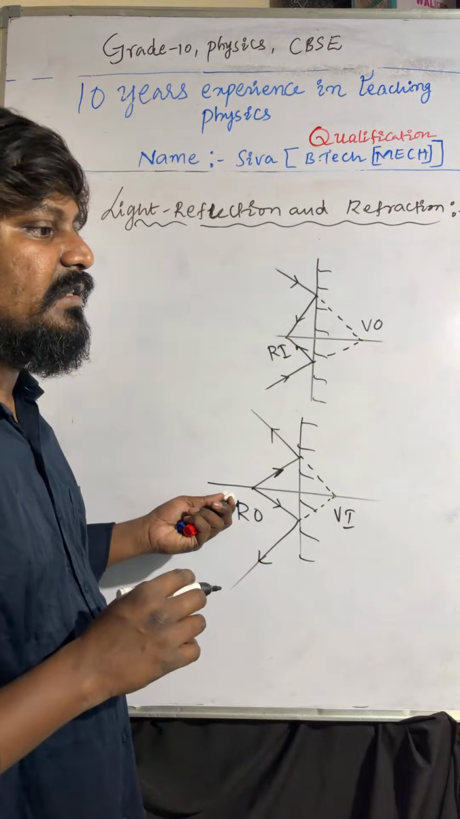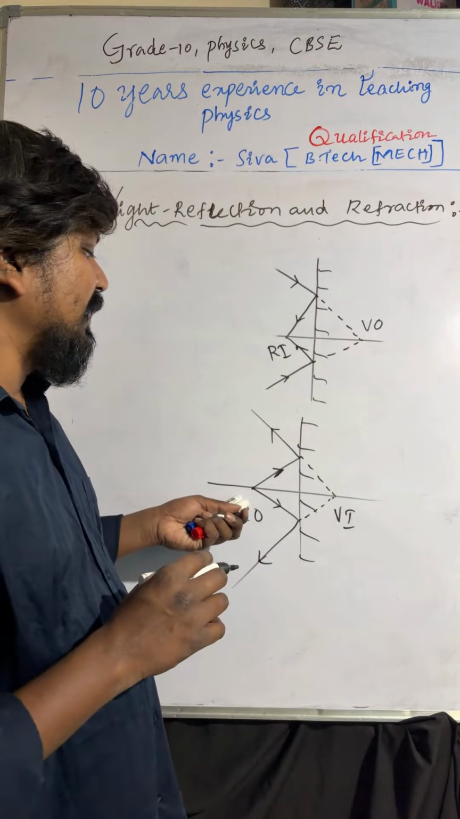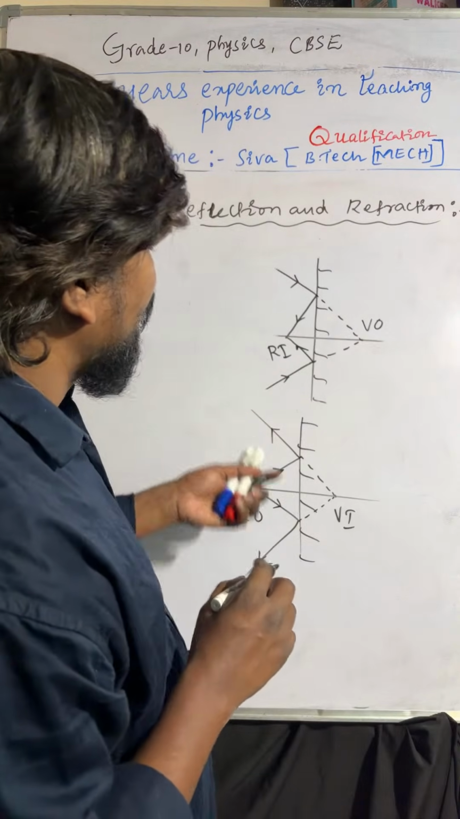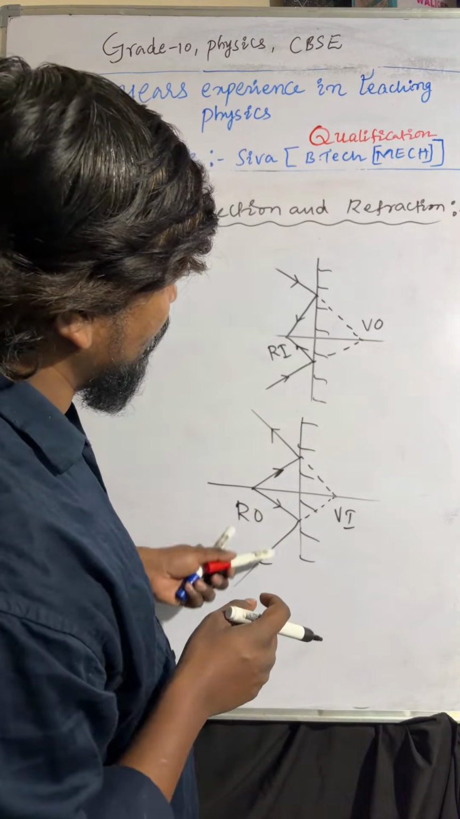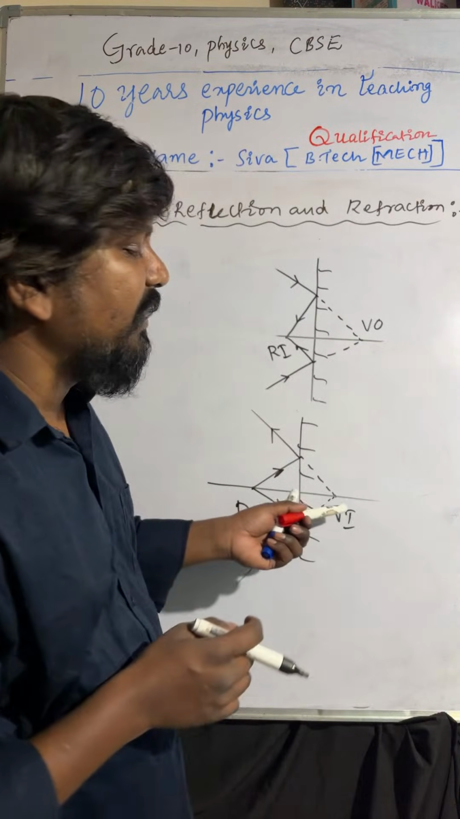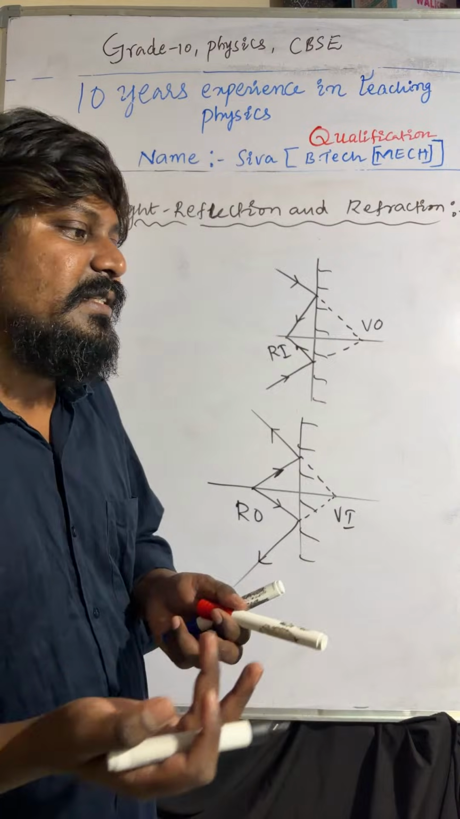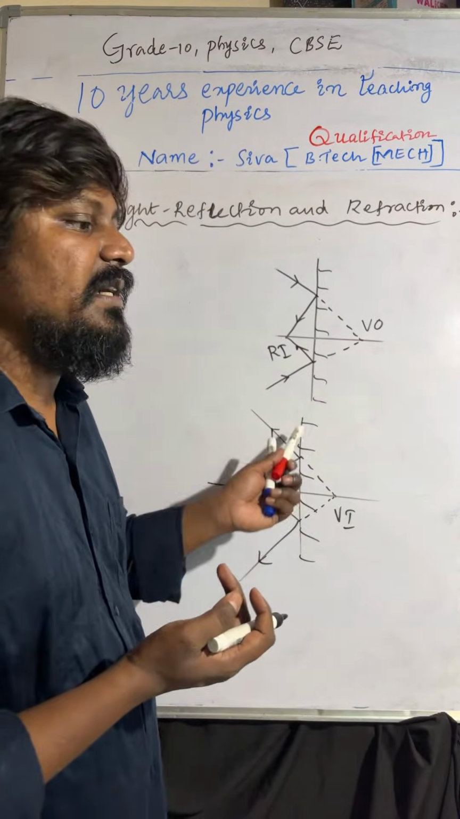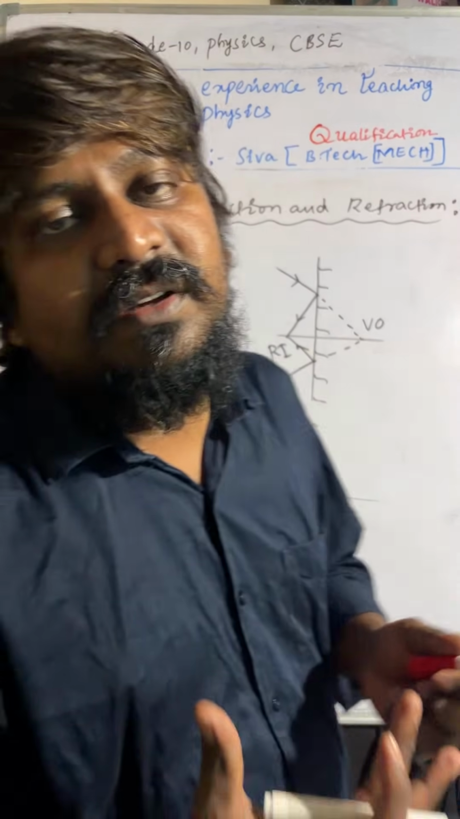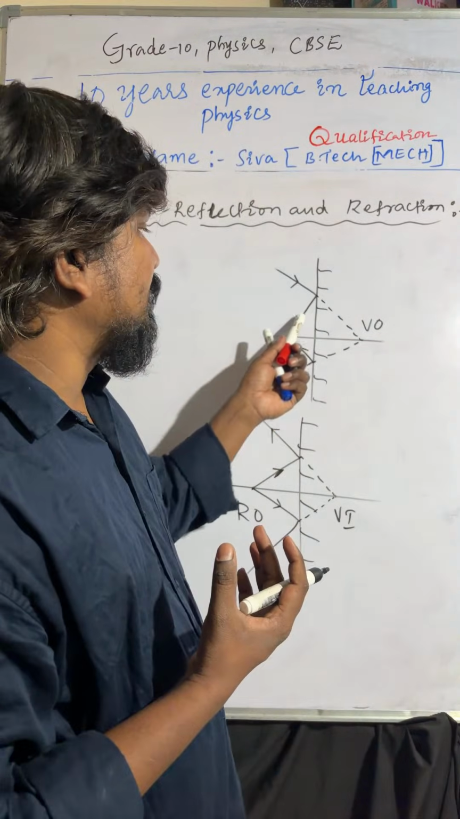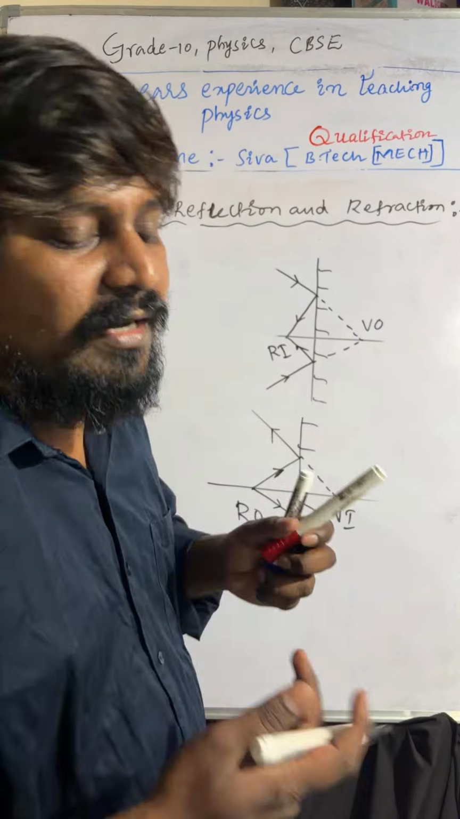From this point light rays are coming. This is a real object. After reflection, we extended these light rays, and those extended light rays meet at one point. There the virtual image is forming. The point of intersection of extended reflected light rays is called a virtual image. The point of intersection of directly reflected light rays is called a real image.